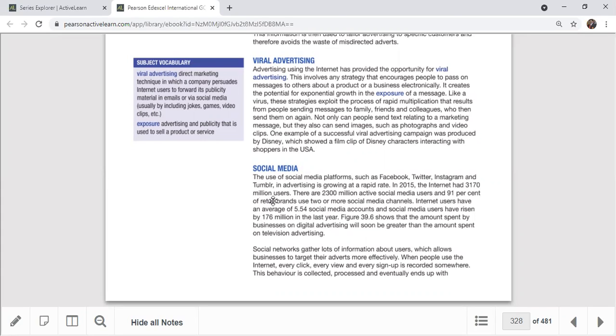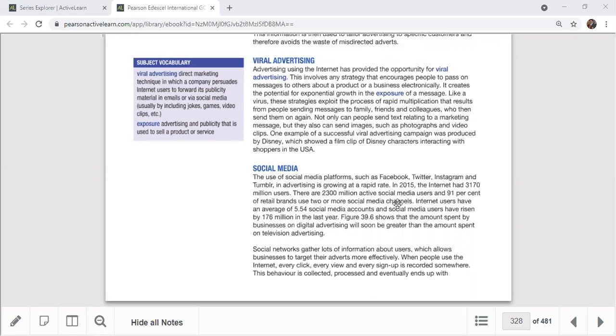It's a good essay type, right? Social media is a very demanding topic nowadays. The use of social media platforms such as Facebook, Twitter, Instagram and Tumblr is growing at a rapid rate.